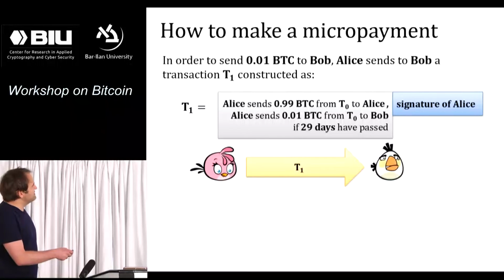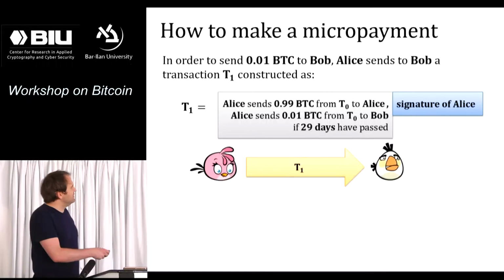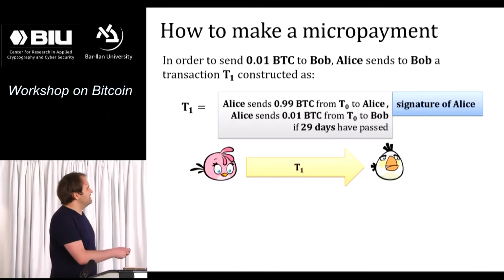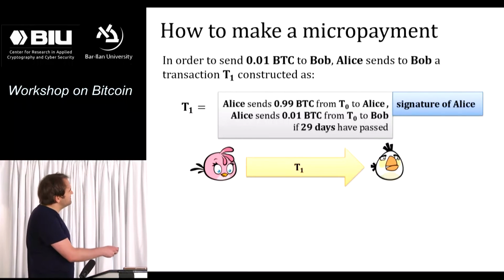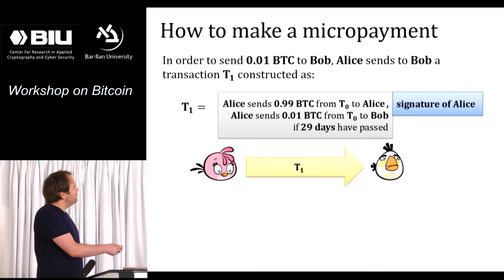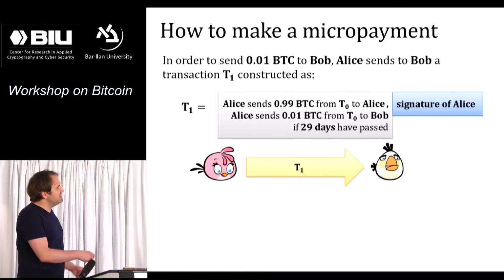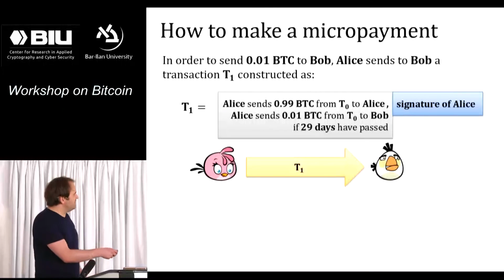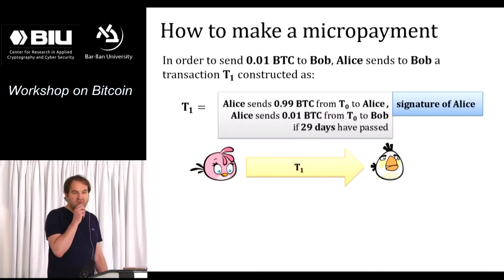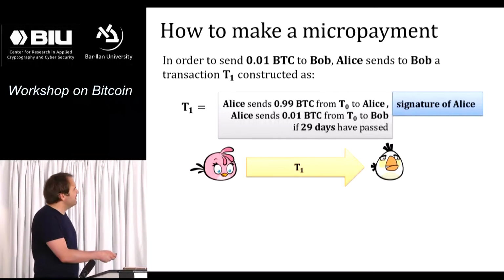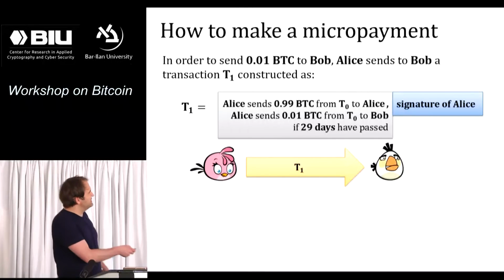Now she makes a transaction like this. So this transaction T1 sends 0.99 from T0 back to Alice, and 0.01 to Bob, if 29 days have passed. The reason why I have the 29 days will become clear in a moment. For a moment, forget about it. And she puts her signature on it. Okay?